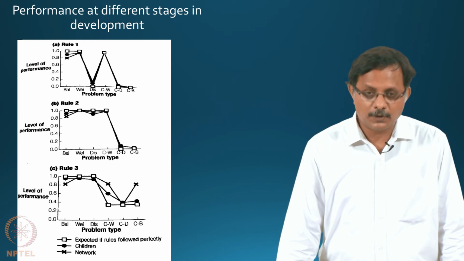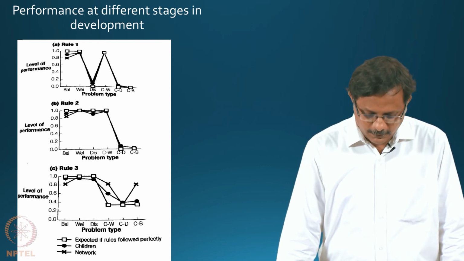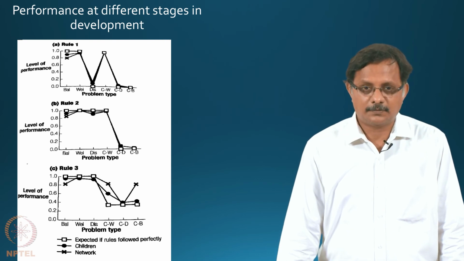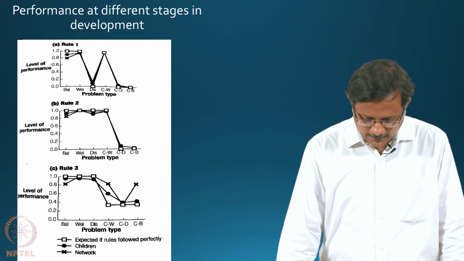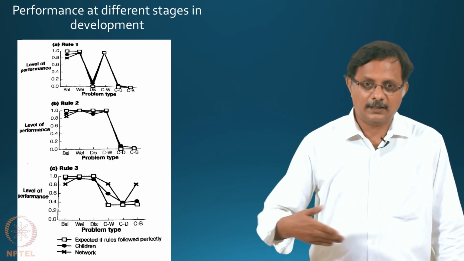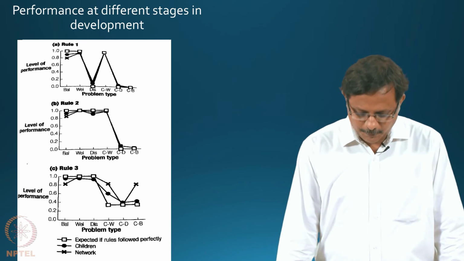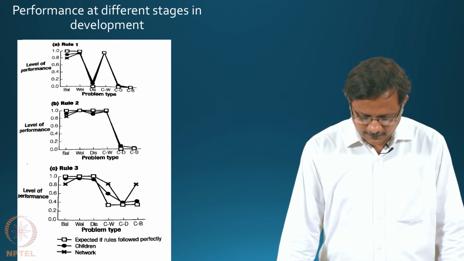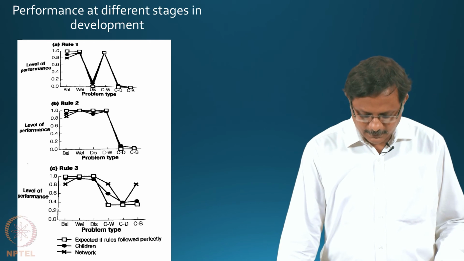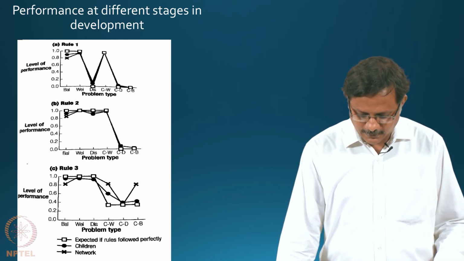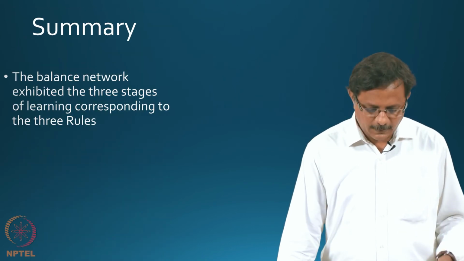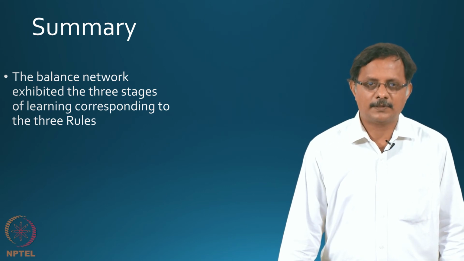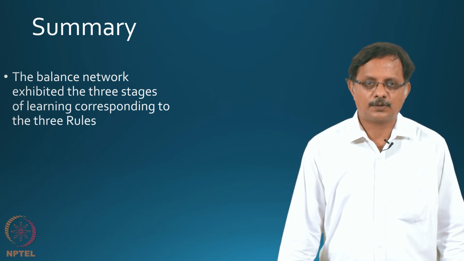And you can see that for both rule 1 and rule 2, the performance in all 3 cases matches perfectly, and only in case of rule 3 there is a slight deviation and kind of discrepancy among the 3 cases, right, particularly for the conflict case. And even in the conflict case, the conflict distance case has a very good match, whereas there is only some deviation in case of conflict weight and conflict balance. So, again we can see that the balance network exhibited 3 stages of learning which corresponds to 3 rules.